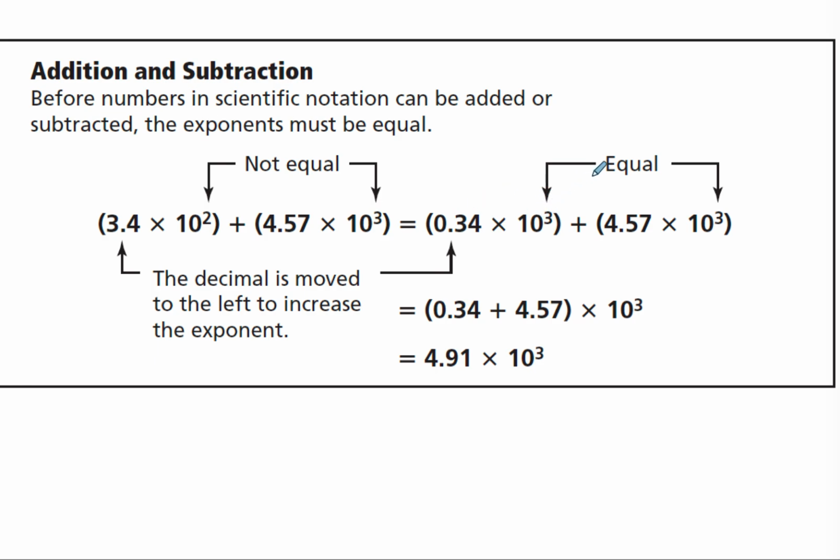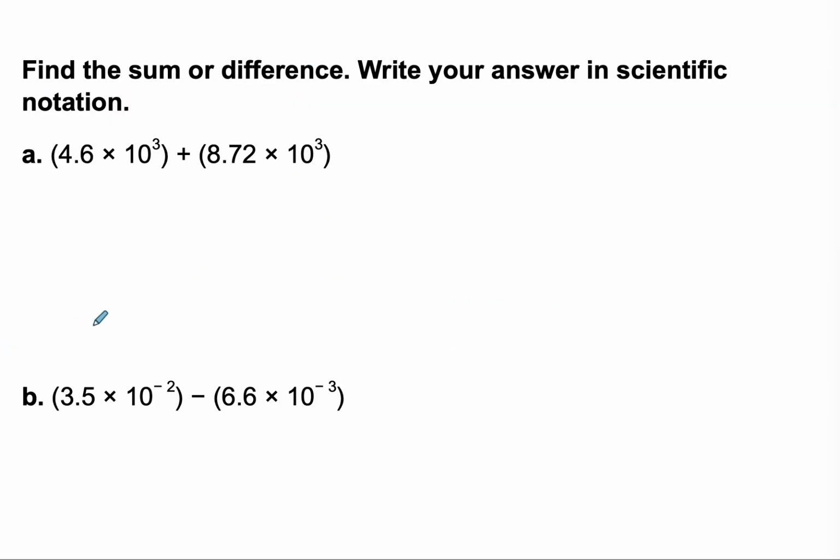Once the exponents are the same, then we can add the numbers on the front. So for this one, you would add 34 hundredths plus 4 and 57 hundredths, and that gives us 4 and 91 hundredths. And of course, on all of our problems today, our very last step will be, is our answer in scientific notation? If when we add or subtract we have something that is not between 1 and 10 as our first number, then we will have to adjust that exponent so that the first number is between 1 and 10. All right, so let's go ahead and take a look at these problems.